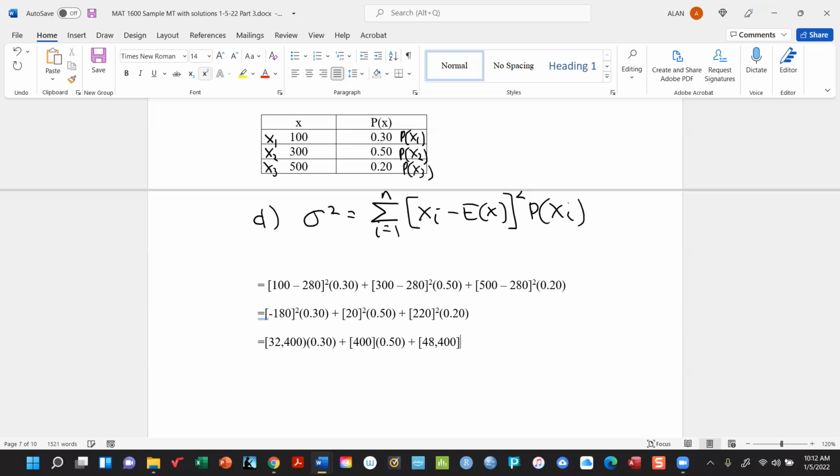All right, now we can just do some multiplication. And hold on, I was inconsistent here. I need a bracket. All right, so we'll start by multiplying 32,400 times 0.3. That's 9720. Now this one you can do in your head, 200, and then 48,400 times 0.2 is 9680. And those add up to 19,600.